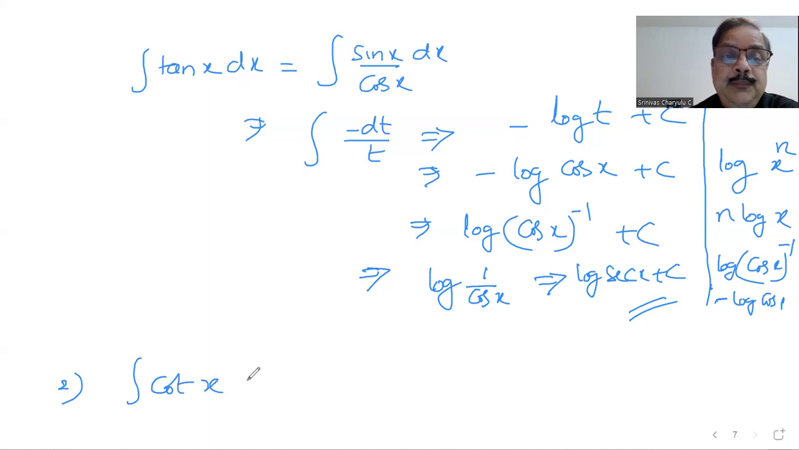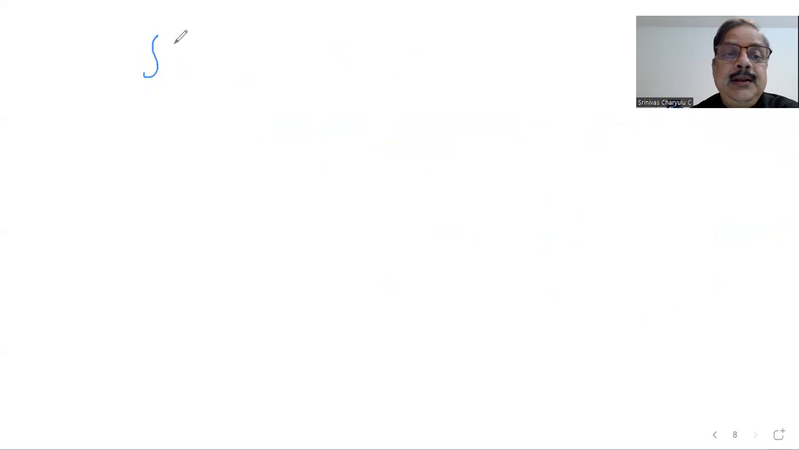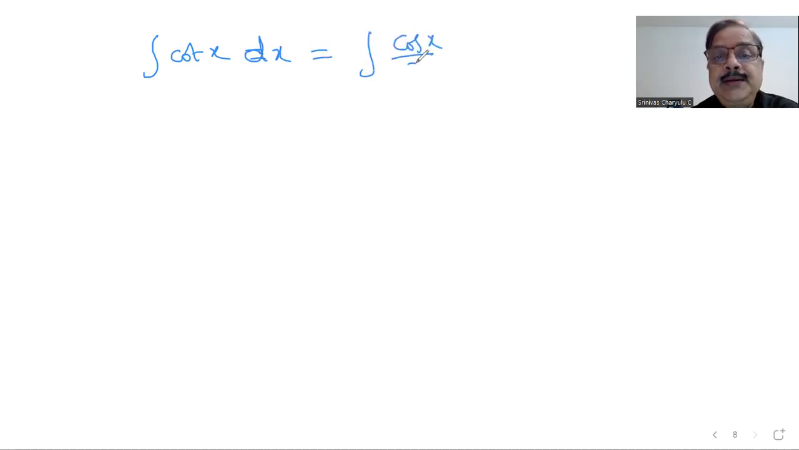Integral cot x we have to prove as log of sin x. Correct? This we have to derive. So let us see how to do the same way like previous. So integral cot x is equal to integral cot x dx, integral cos x by sin x. So put sin x is equal to t.